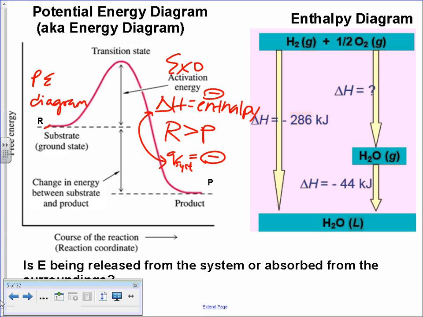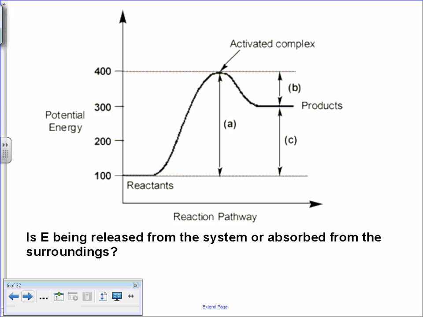If I asked you to tell me the enthalpy difference here, how would you figure that out? You see the big enthalpy change of negative 286. What is that? 242 kilojoules. Okay. Next one, definitely opposite, so endothermic.